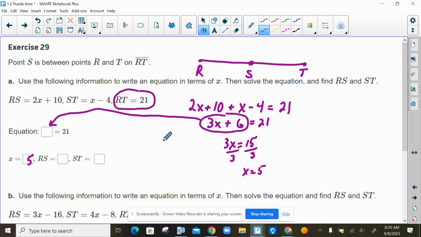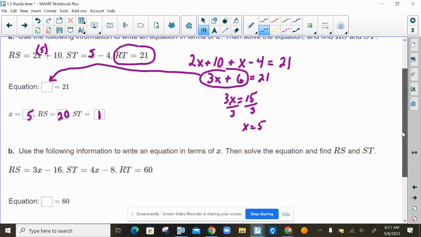It turns green. Once we know that x is 5, we take this and we can replace this x up here with a 5. So we know RS is 2 times 5, which is 10, plus another 10, it is 20. Now the whole length is 21, so obviously this has to be a 1. 20 plus 1 is 21, but if you plug in a 5 here, you can verify that it's a 1. Okay, these two numbers have to add up to the total length of RT.